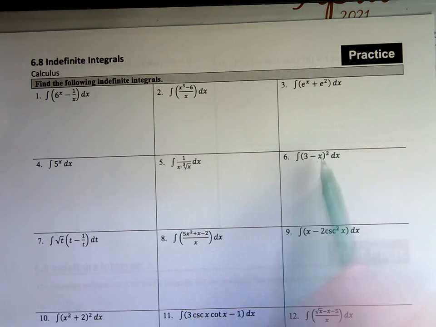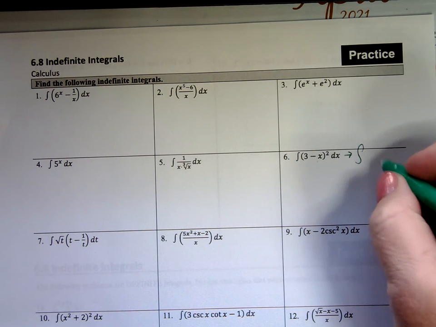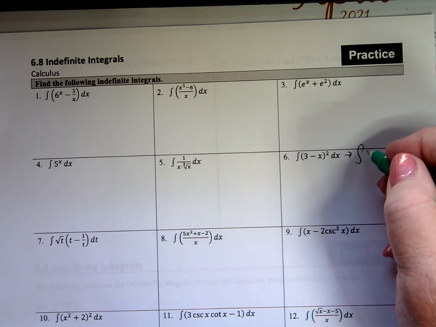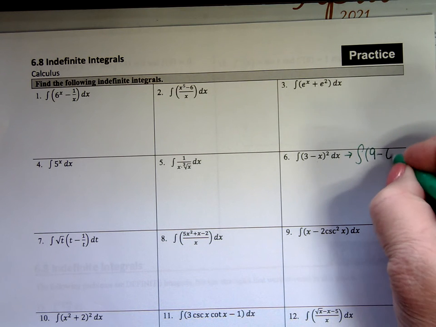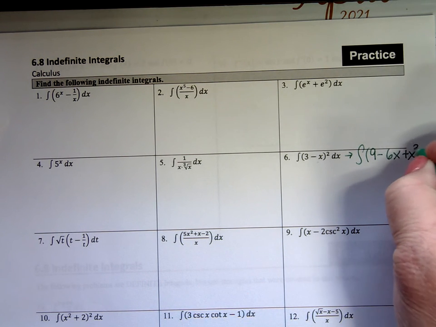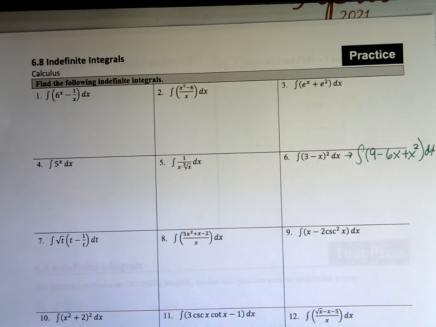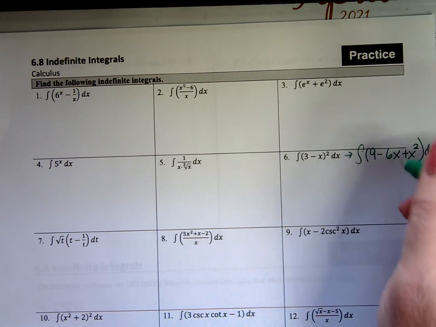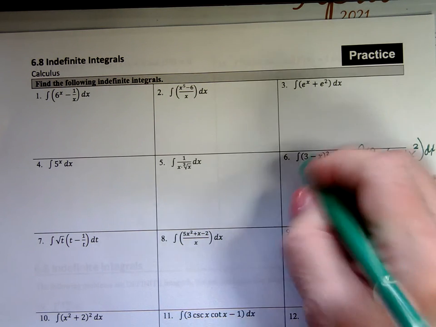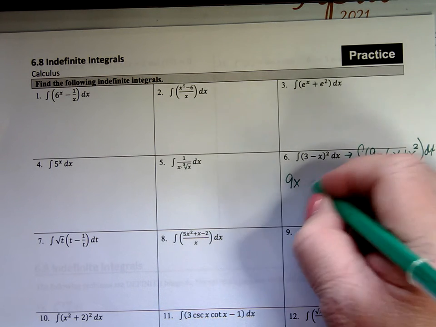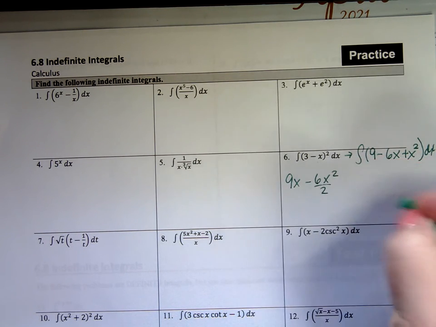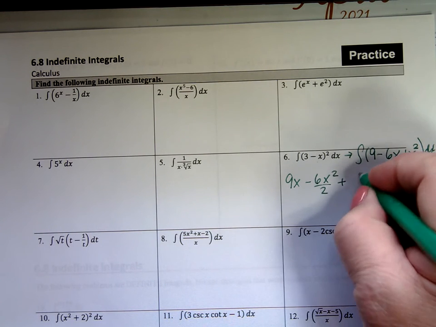What would you do in number 6? The first thing that I would do is think the integral of, square it out. 3 minus x times 3 minus x gives you a quantity 9. Now you're just totally foiling. Minus 6x plus x squared with respect to x. And then you're ready to find the integral for this guy. So if I do that, 9, add a power on, 9x. 6x, so minus 6x, add a power on, divide by the power. X squared, add a power on, divide by the power, plus c.